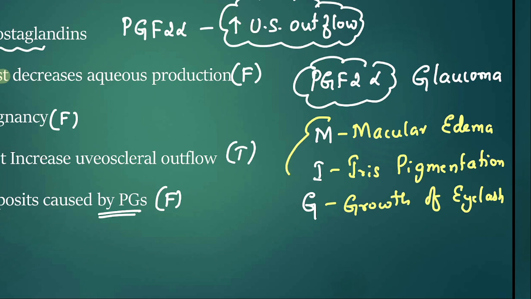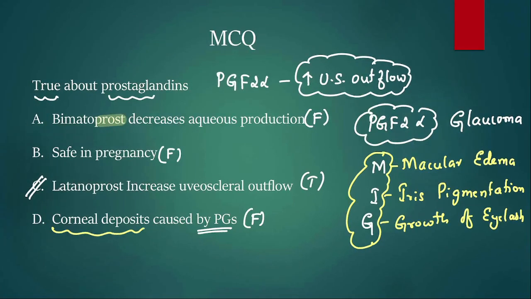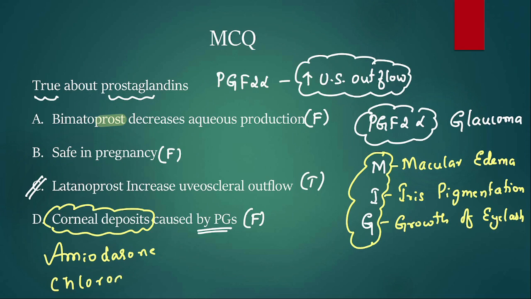So these three are being tested frequently, and you have to remember the adverse effects of latanoprost and bimatoprost: macular edema, iris pigmentation, and growth of eyelash. Then what drugs can cause corneal deposit? I will give two examples. Amiodarone can do that. Then an anti-malarial drug called chloroquine can do that. I'm giving the most important drugs tested.